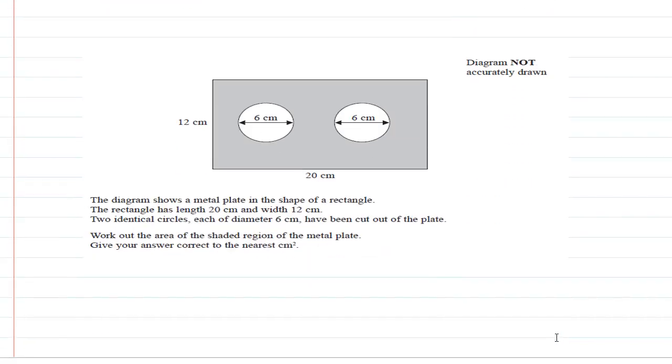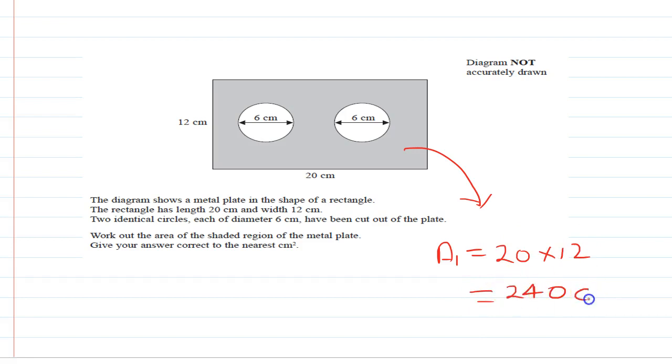If you see here, there is a rectangle which is given 20 centimeter by 12 centimeter, and there are two circles where radius is 3. Okay, and you need to calculate the shaded area. So let's calculate A1 area, which is part of the rectangle. A1 is 20 times 12. So it will be 240 centimeter square. Now area of one circle. So this is A2 and this is A3. So A2 is pi r square because they both are equal, and A3 is also pi r square.